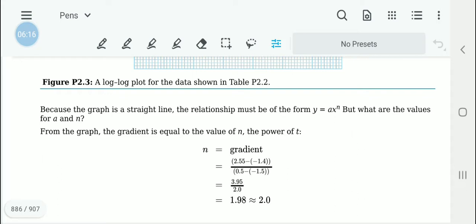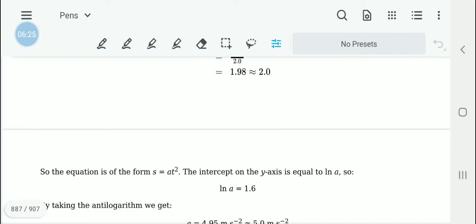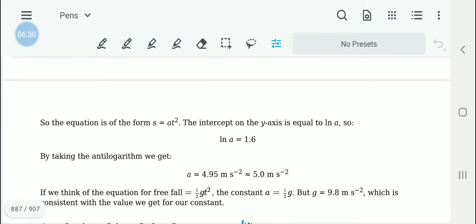So the gradient gives us n, the power of t. We find the gradient, and we get the power of t to be 1.98. That is taken as similar to 2. We use the equation s equals at squared. Then the intercept on the y-axis is equal to the natural logarithm of a. So we get the natural logarithm of a is equal to 1.6.